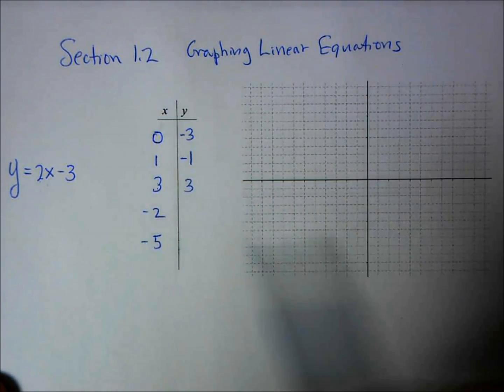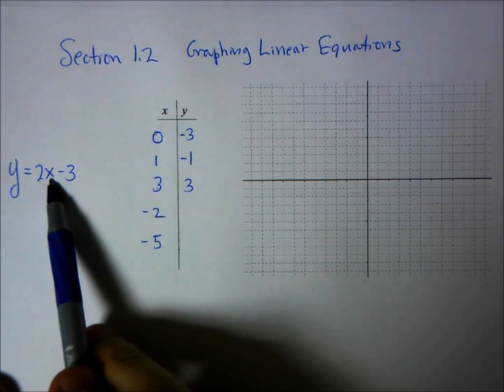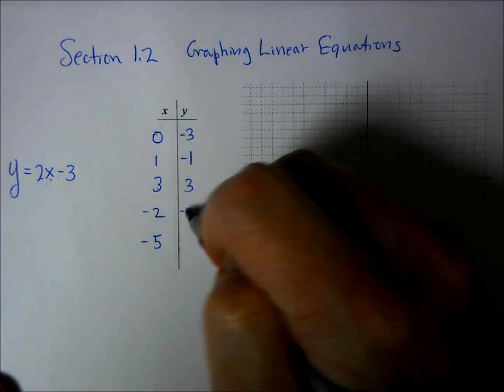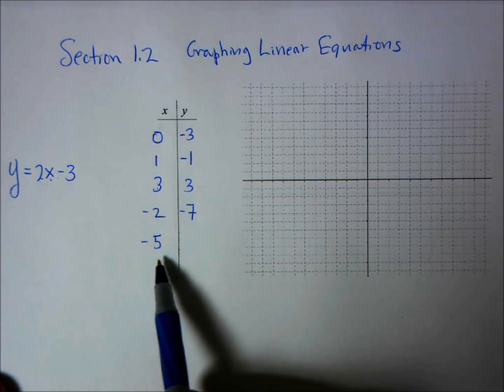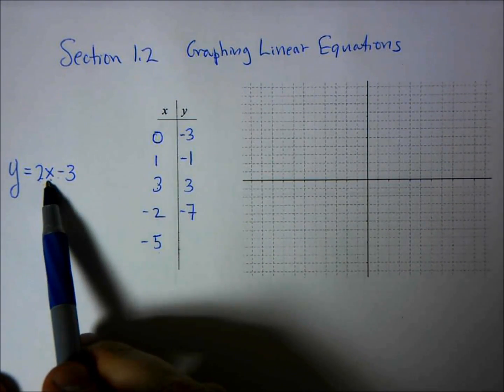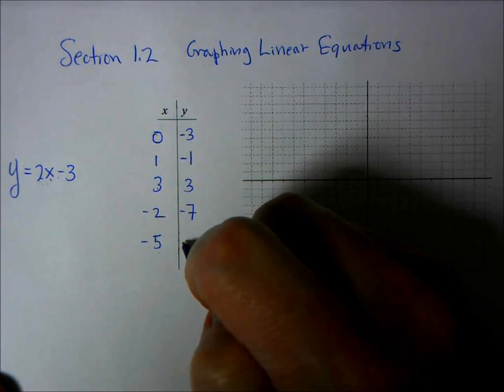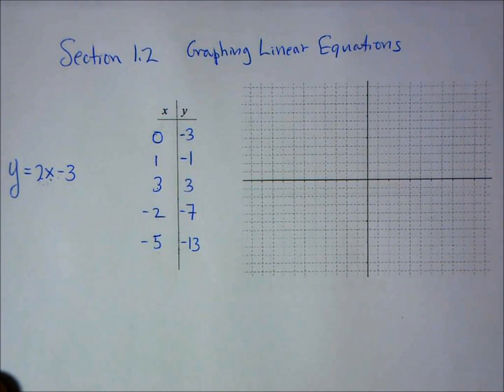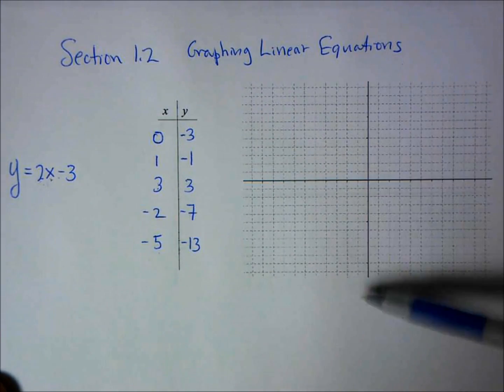Plug in -2. 2 times -2 is -4. Negative 4 minus 3 is negative 7. And finally, I plug negative 5 in. 2 times negative 5 is negative 10. Negative 10 minus 3 is negative 13. Okay, now I'm going to go over here and I'm going to graph.